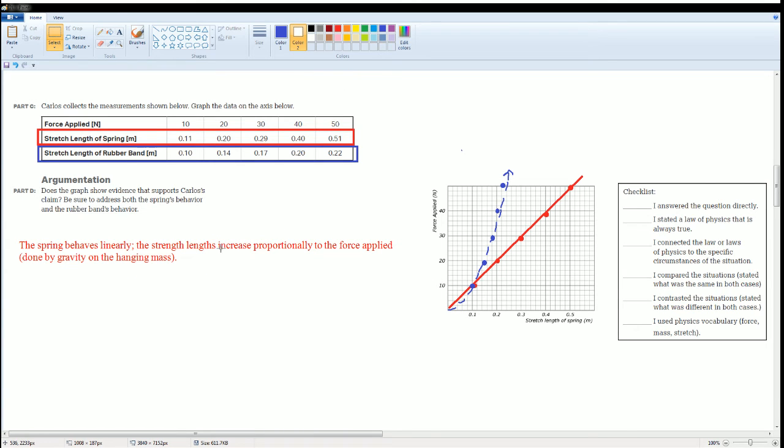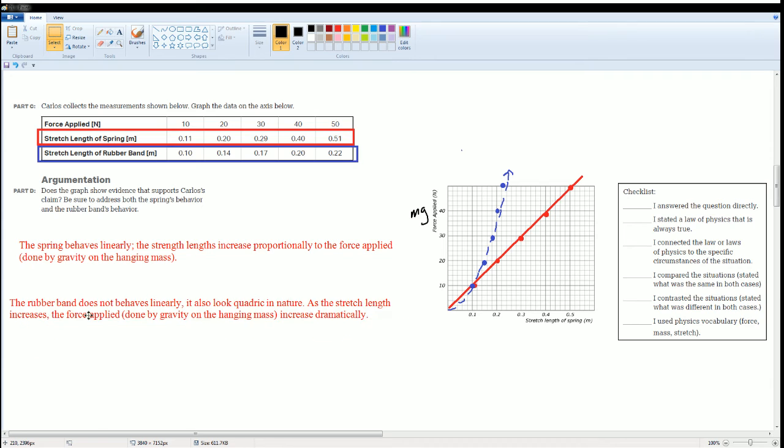I would say that the spring behaves linearly. The spring length increases proportionally to the force applied by gravity on the hanging mass. As the stretch length of the spring increases, the force applied also increases. Please understand the force applied here is done by the force of gravity. The calculation for this would be mass times gravity. And the stretch length is just how much it stretches by.